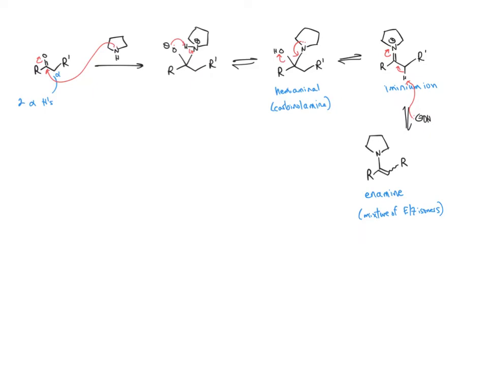And the most common secondary amines that are used to form these enamines are things like pyrrolidine, things like piperidine, and things like morpholine. These are the most common ones, and I'll write those out. So this is pyrrolidine, piperidine, and morpholine.